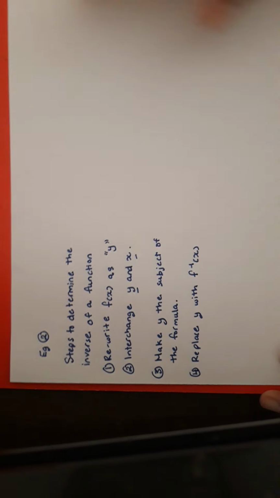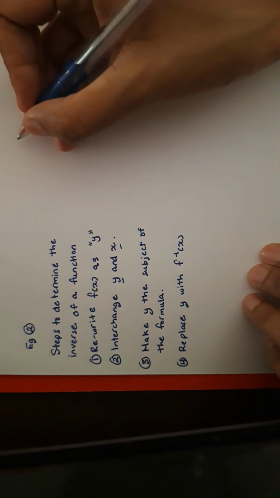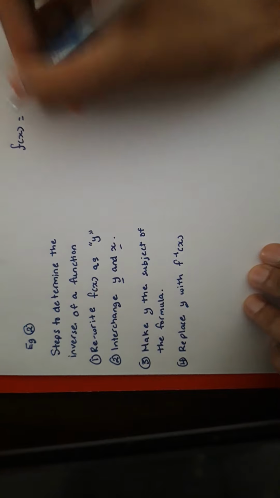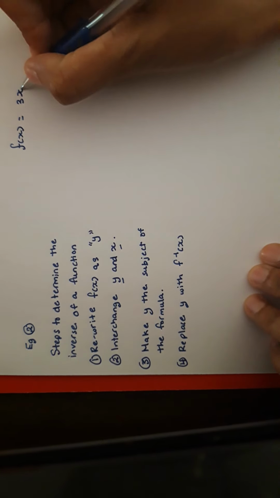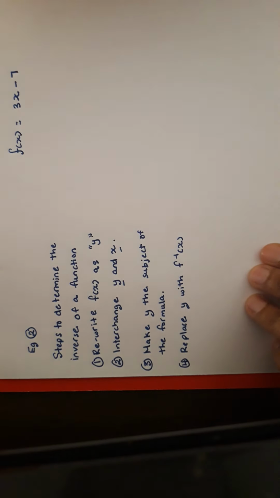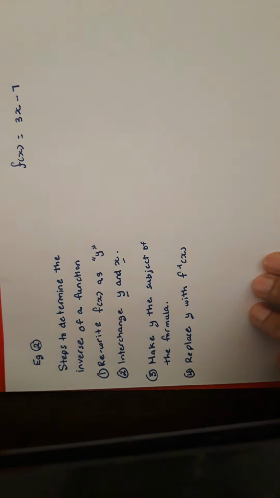So for example 2, I've written the steps to the side so we could follow along. And our function f of x is equal to 3x subtract 7. So you're going to follow step by step, and the working that will be done here will be exactly how you are to complete the sums that will come afterwards.